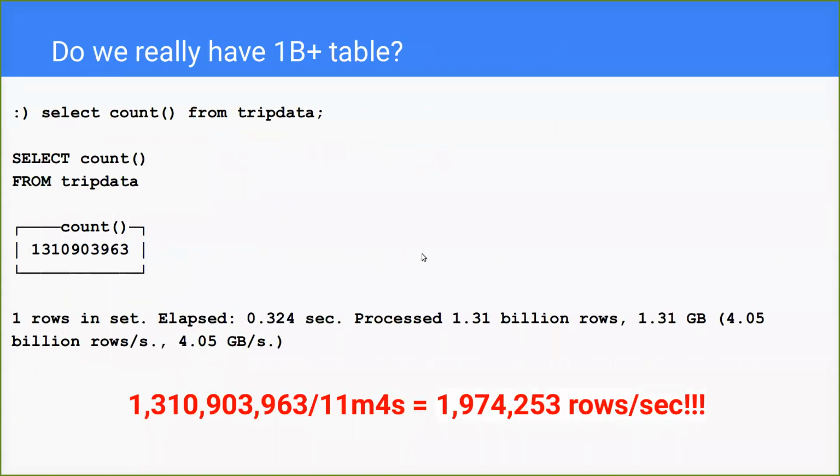So if we go and look at the data, first of all, we check it's there, so we go in, look at the trip data information, get a count, and we see we have 1.3 billion rows out there. And this allows us to calculate how fast we loaded that data. If we run the math, 11 minutes, 4 seconds, we get slightly under 2 million rows a second.